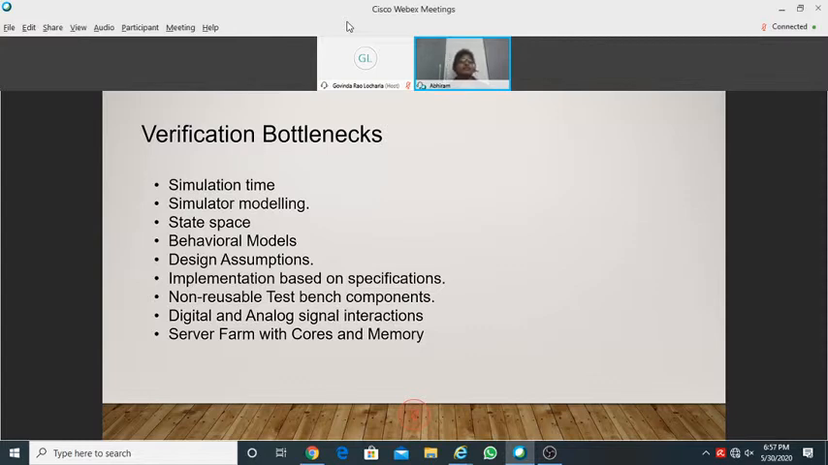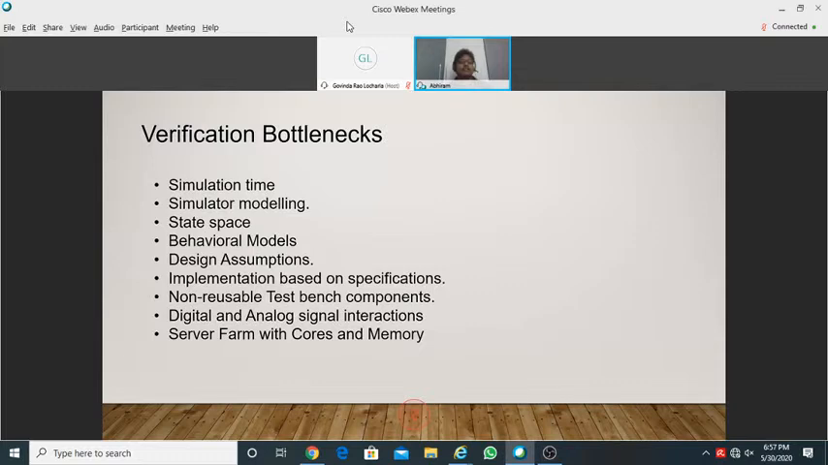The fifth point is the most common assumptions. When everybody is given the same specification, everybody will not assume the same way. They have their own set of assumptions. So when you're integrating IP from multiple vendors, these design assumptions are really going to be a challenge, especially for a specification where there is an ambiguity or it's not clearly defined.